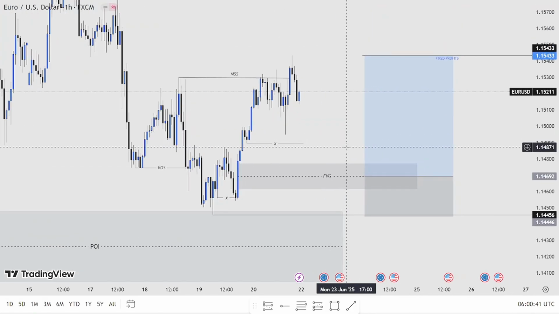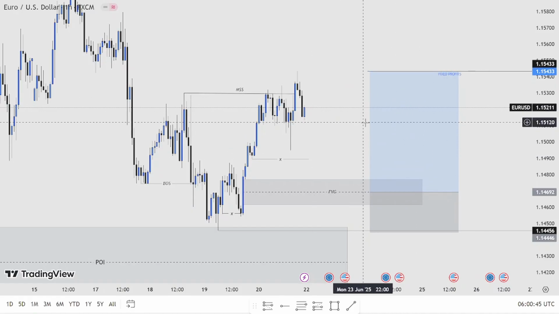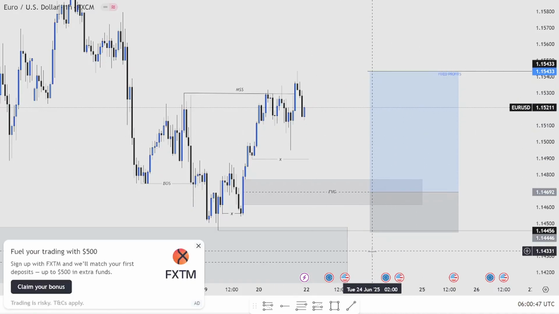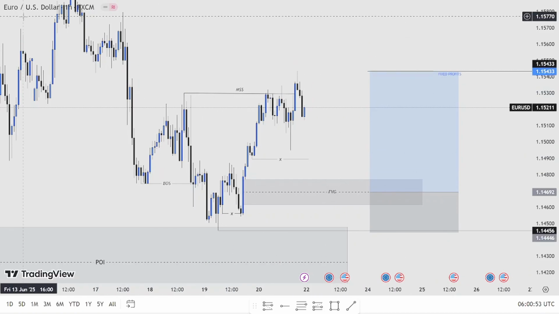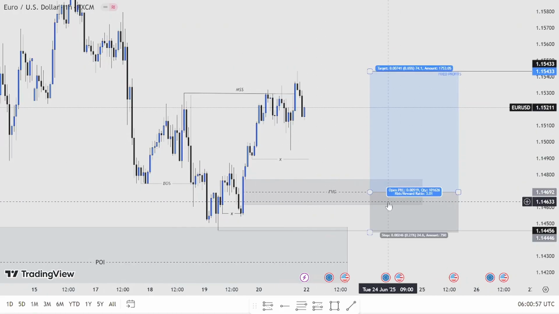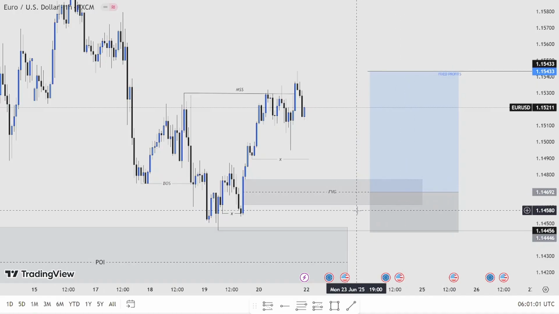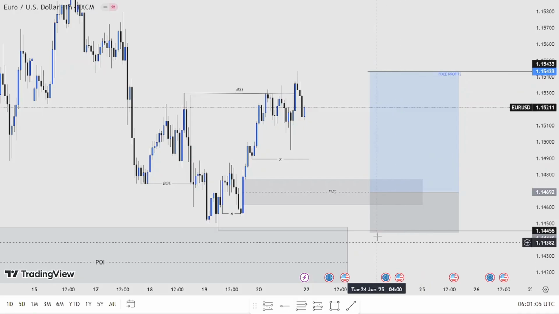So basically, this is my entry for next week. As I analyzed this, I'll be looking for buys on EURUSD, but I'll wait for a retracement first. I'll place a buy limit here, and then I'll set my TP and my stop loss.